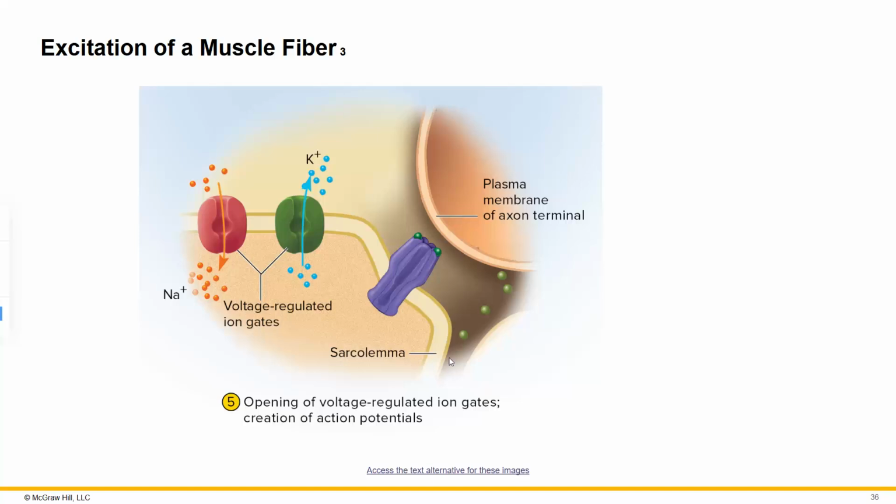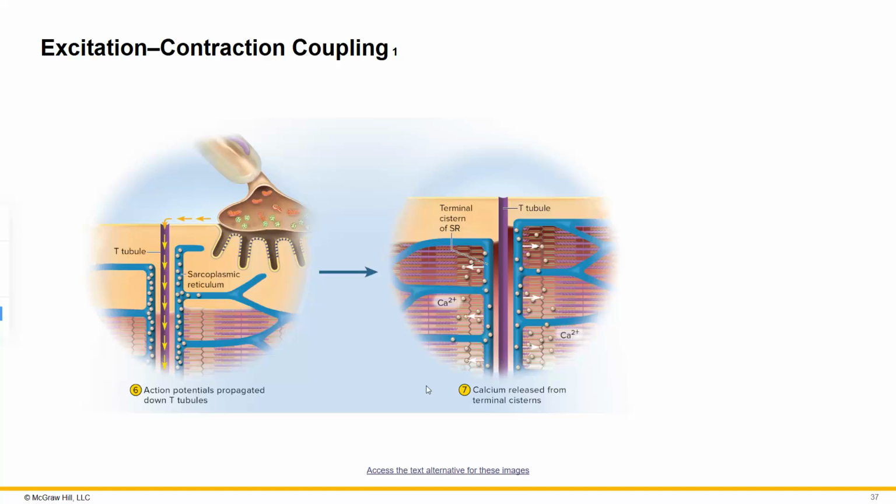The opening of voltage-gated regulated ion channels causes the creation of an action potential. So now we have an action or end plate potential around the membrane, the sarcolemma of the muscle cell. This action potential is going to travel down the T-tubule, and when it travels down the T-tubule, that's going to stimulate the opening of the voltage-gated calcium channels, and calcium is going to be released.